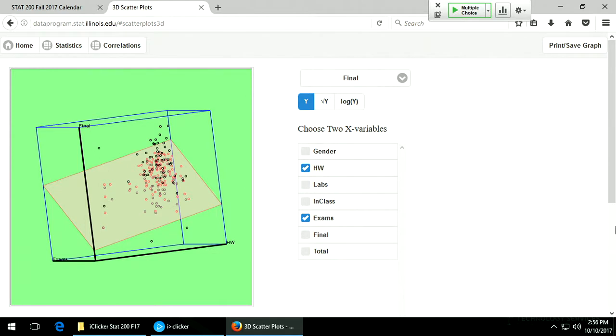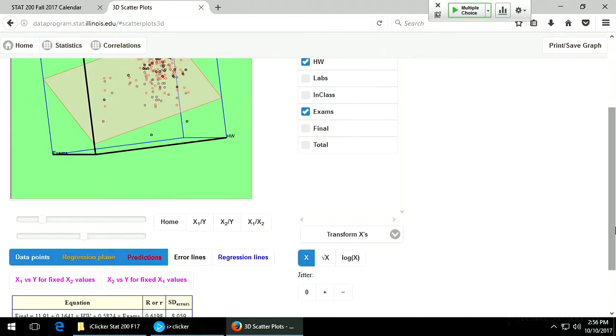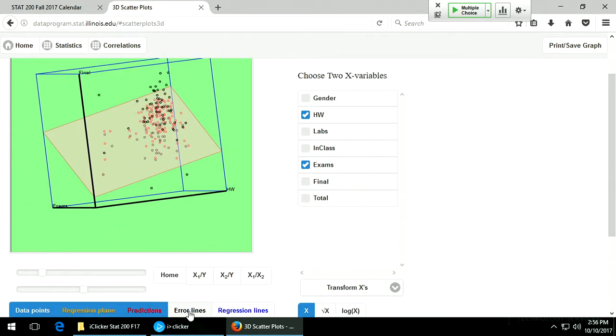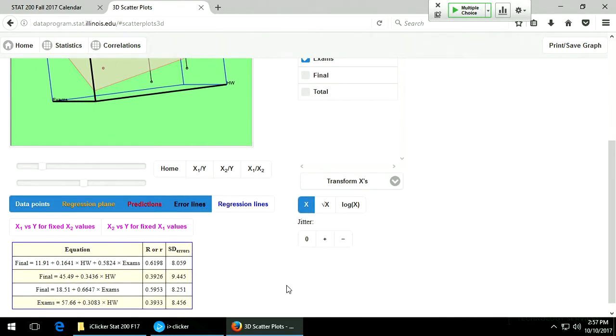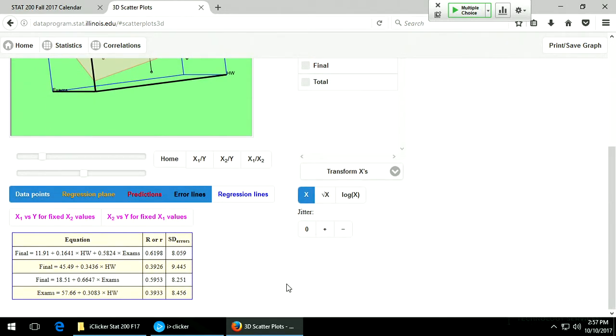All right, and now let's see what else we can look at. We can look at these error lines. Like this person right here, they made a pretty good prediction for that person, but he did a little better on his final. Here's somebody who did a lot worse on his final. He's under the prediction plane. And here are our separate equations with their correlations, the ones we figured out before.